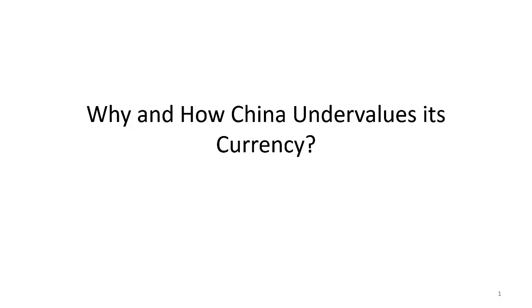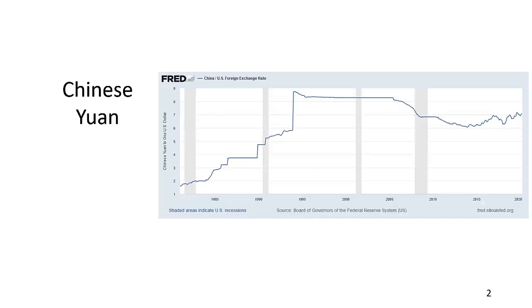Now, why do you want to do that? There are very strong reasons behind it. But before we go into those details, let's talk about how this currency is undervalued and what China is trying to do. So the Chinese yuan is the Chinese currency, and here you can see the exchange rate between yuan and dollar. It is yuan per dollar since the early 1980s till today.